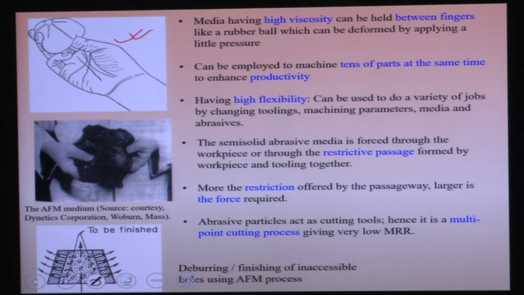So it is a very soft media. This media can be deformed by using a very small pressure. Also you can deform the shape, meaning it can take the shape of the surface of the workpiece from where it is moving. It can be employed to machine tens of parts at the same time to enhance productivity. It has high flexibility, meaning it can be used to do a variety of jobs.